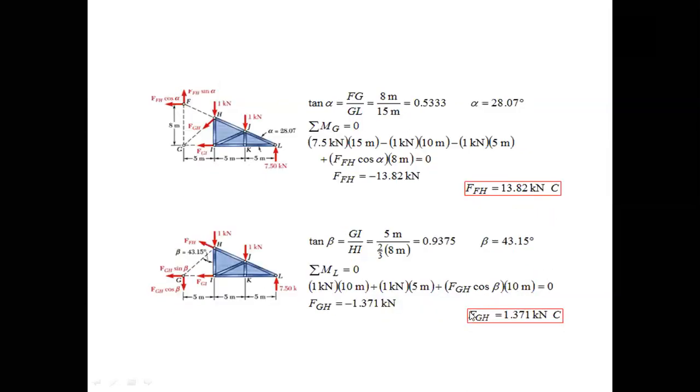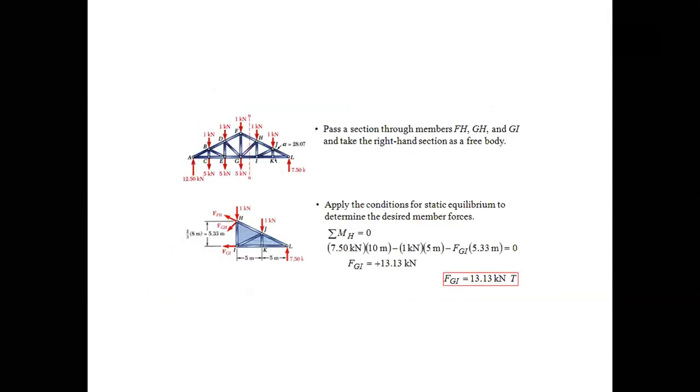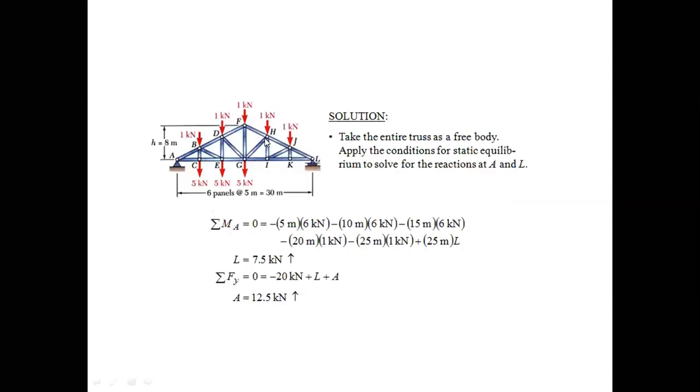So in this way we can find out the force in FH, force in GH, and force in GI. All these three members are known. Not all the members are needed, only a few members are required to find the force in those few members. Then we have to use the method of section.